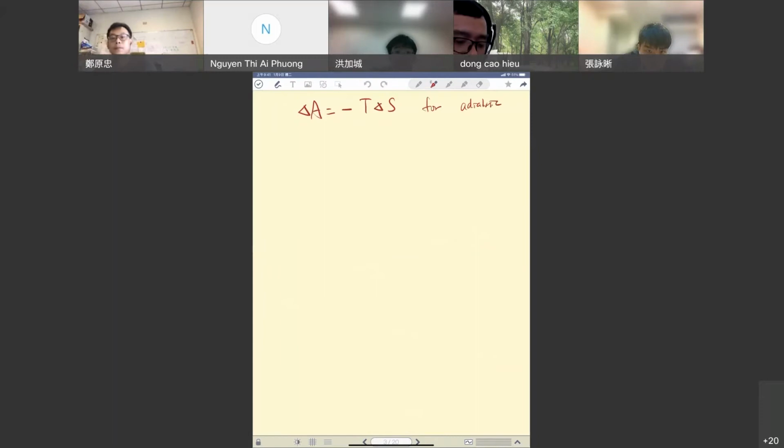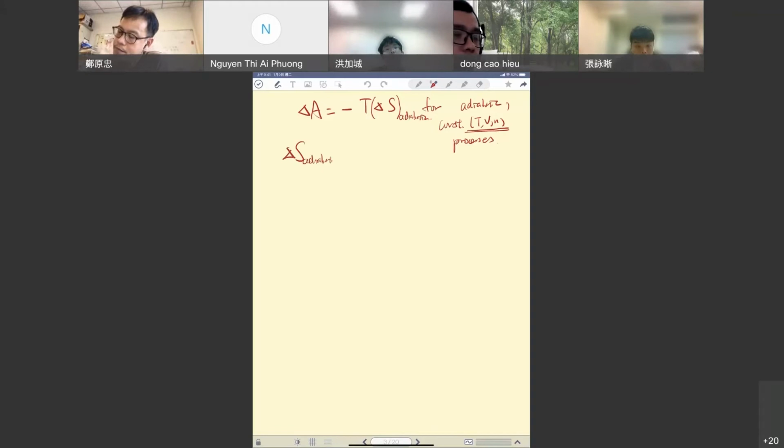constant TVN process. Now you realize that in this adiabatic constant TVN process, the change in Helmholtz free energy actually is a direct measure of the change in your entropy. So your delta S adiabatic must be greater than or equal to zero. Equal sign means it's the reversible case. If it's greater than zero, then it's a spontaneous process, an irreversible process.